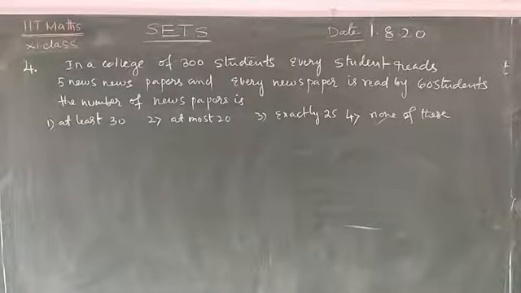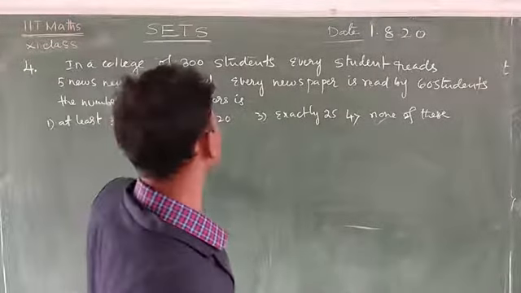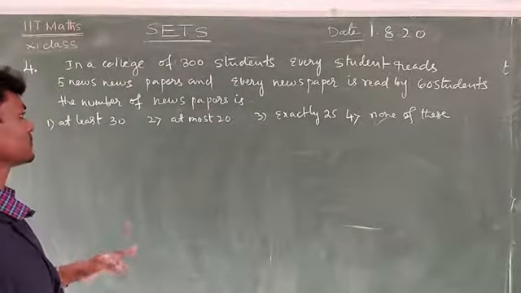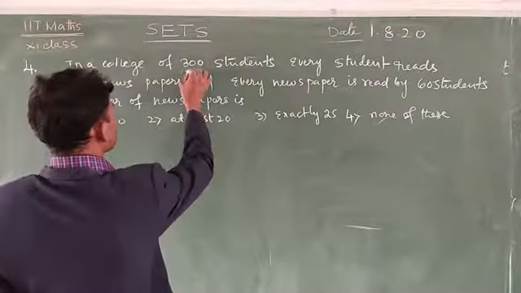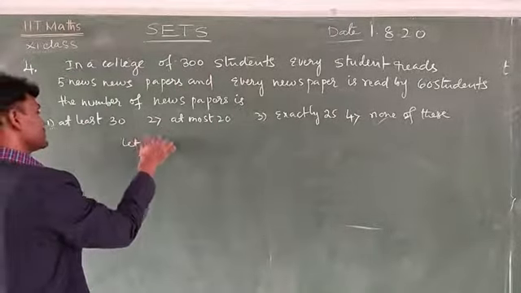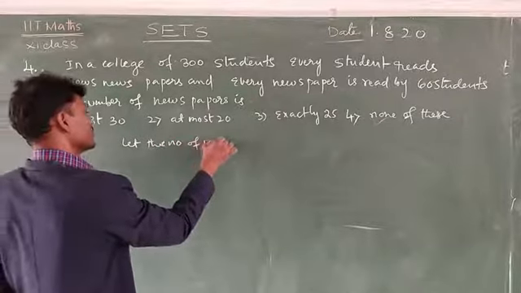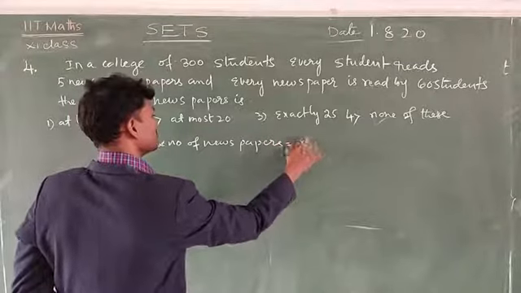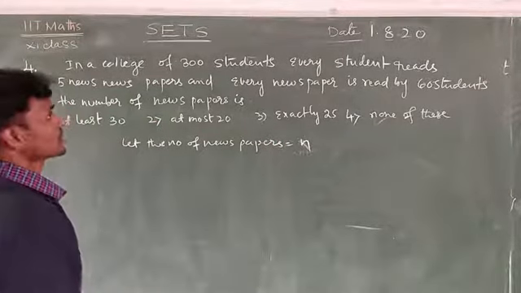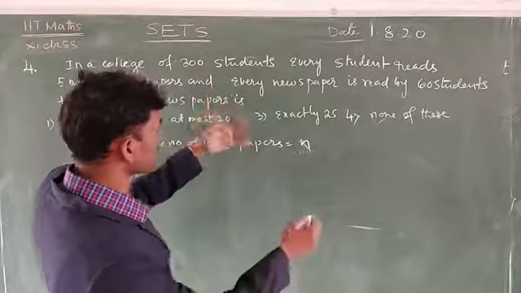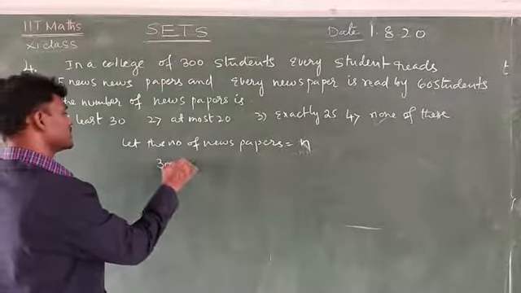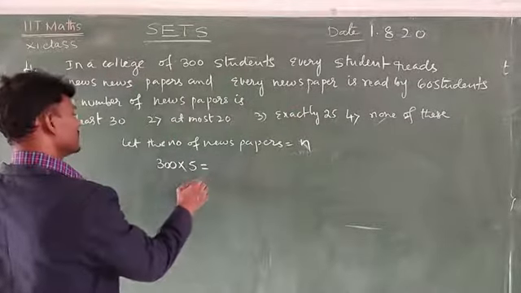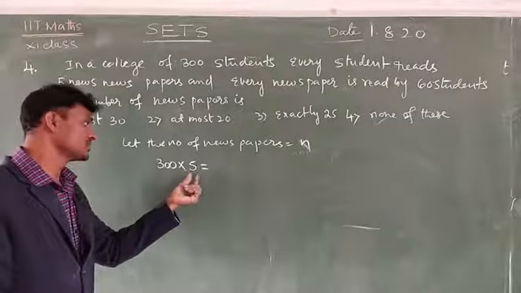Next problem, the fourth one. In a college of 300 students, every student reads 5 newspapers and every newspaper is read by 60 students. The number of newspapers is? See here, let the number of newspapers be n. In a college there are 300 students in total, and each student reads 5 newspapers. So in total, 300 students into 5.